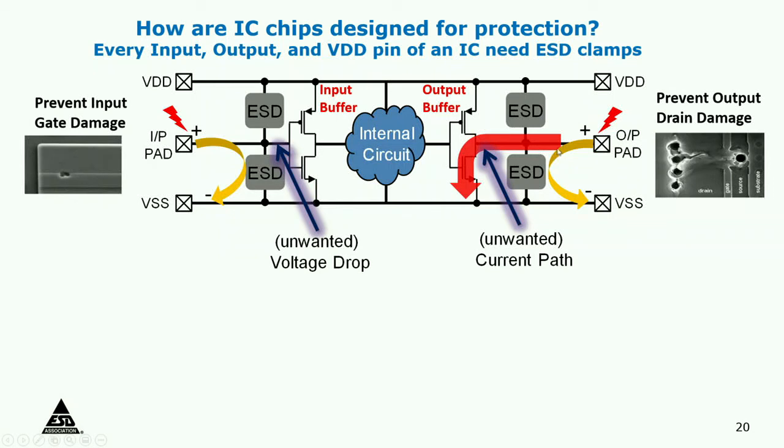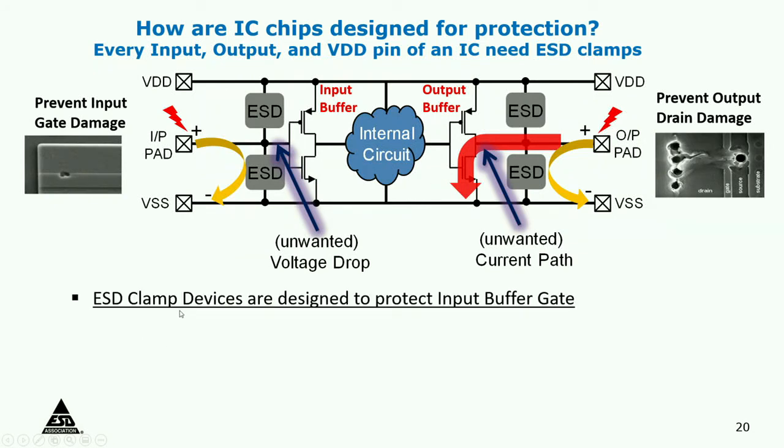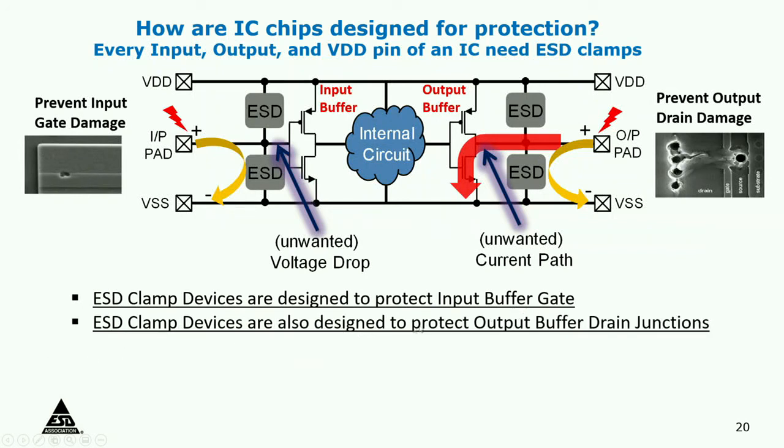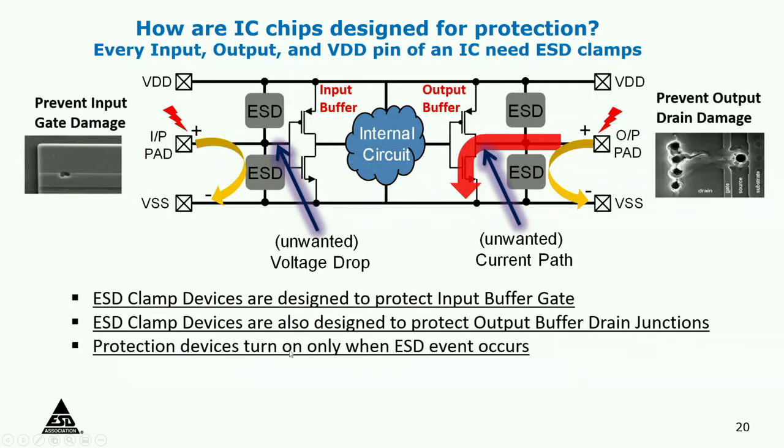At the output clamp, it's the same thing: output pad, the ESD device turns on and takes all the current. Maybe some of the current goes inside too, but whatever it is, that's the idea of putting protection devices to both VSS and VDD and protect the input and output buffers. These are all the internal circuits that could be there. So ESD clamp devices are designed to protect the input buffer gate. ESD clamps are also designed to protect the output buffer drain, especially the drain junctions of these transistors. Protection devices turn on only when ESD occurs.